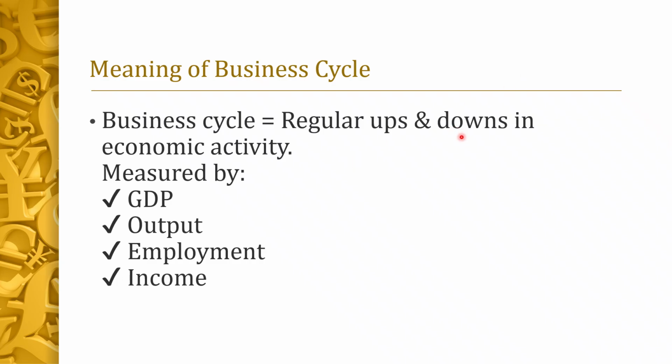These ups and downs are measured through GDP, employment, output, income, industrial production, or maybe consumer spending as well. We have to observe that a business cycle is repetitive, meaning that these phases keep happening again and again. Every economy, whether developed or developing, goes through this business cycle.